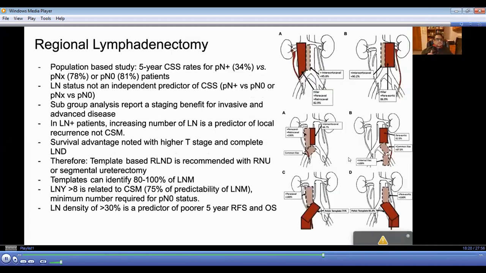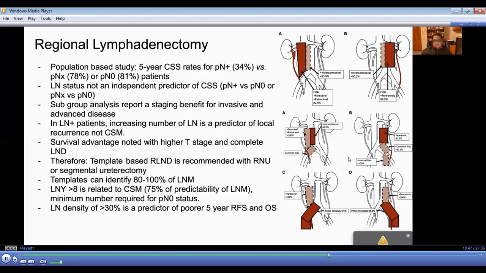Lymph node dissection is a bit of a controversial topic. Initially, there's always been a debate about whether there is more therapeutic benefit to it or not, rather than just having a diagnostic or staging benefit from there.